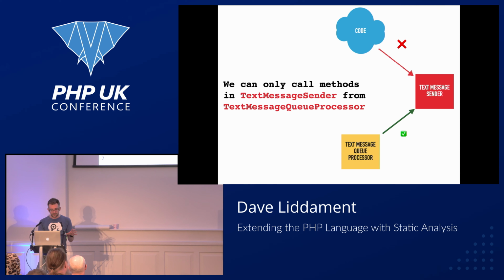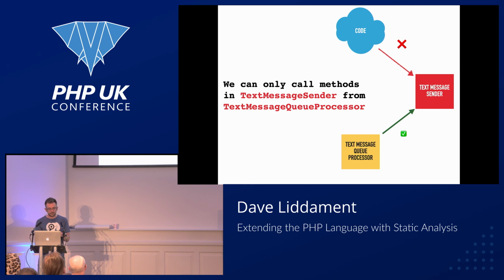So let's create our first rule. But before we do it, let's remind ourselves what we're trying to do here. What we're saying is we can only call methods in TextMessageSender from the TextMessageQueueProcessor. So we can only call the red box from the yellow box. Anywhere else in the code base, we don't want that to happen.